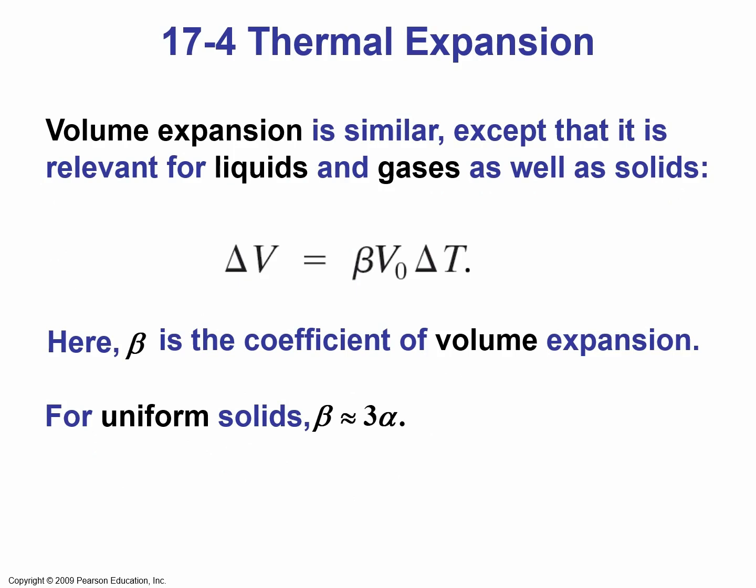Similarly, we can have volume expansion, except that it is relevant for liquids, gases, and solids. Delta V here, the change in the volume, is equal to beta V naught, which is the initial volume, times delta T, the change in the temperature. And beta is the coefficient of volume expansion, and the unit is the same as linear expansion. But we can say beta for a solid is equal to 3 alpha.